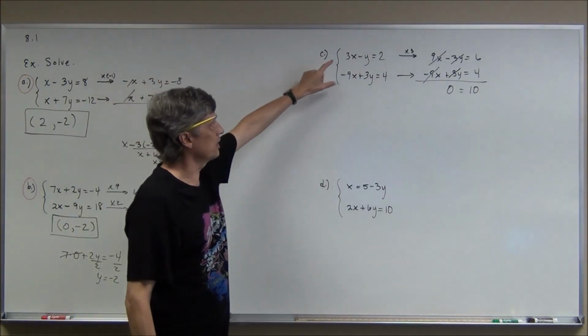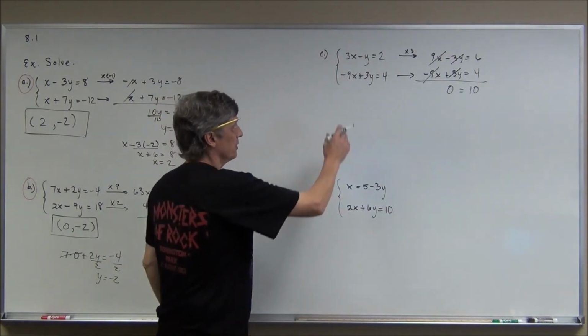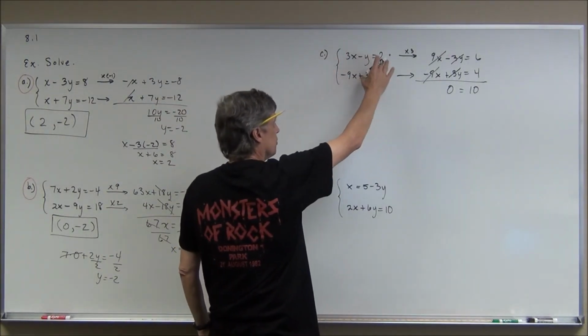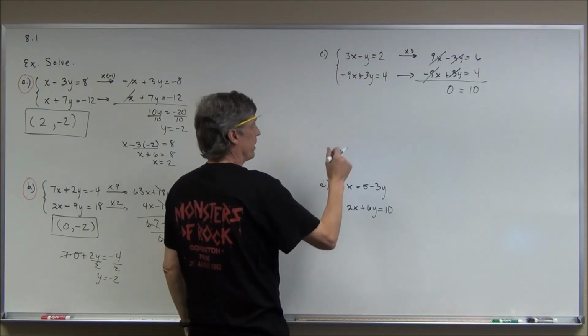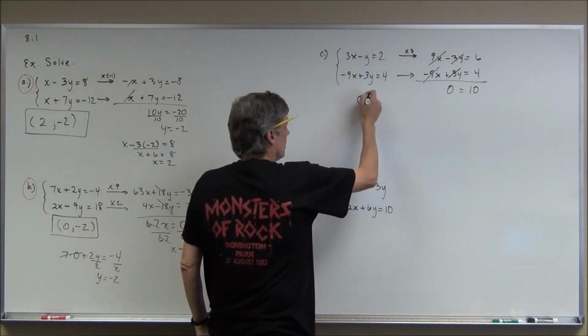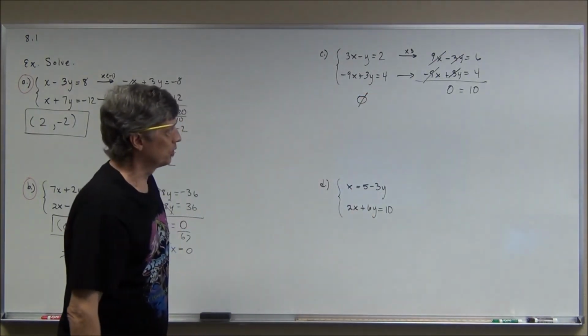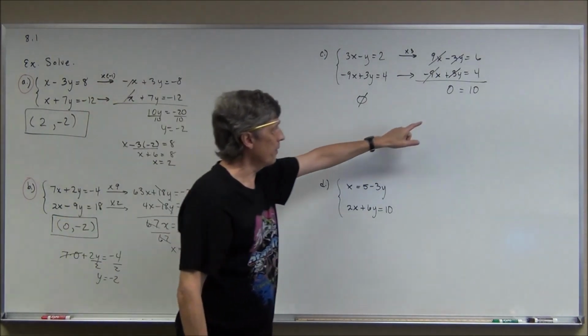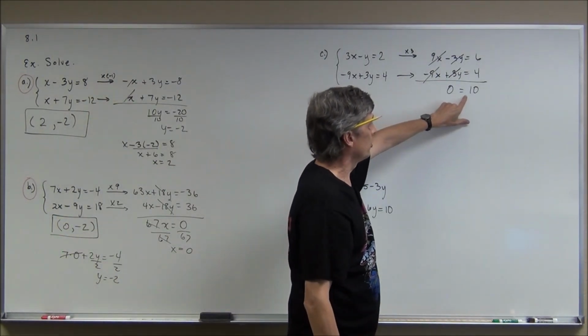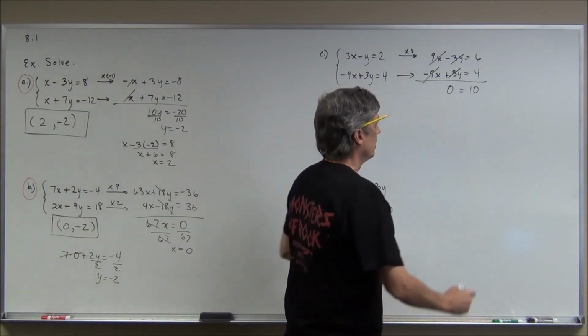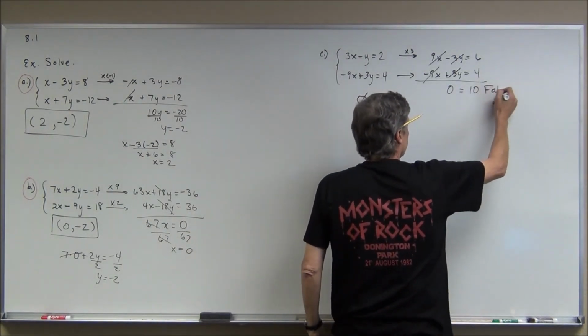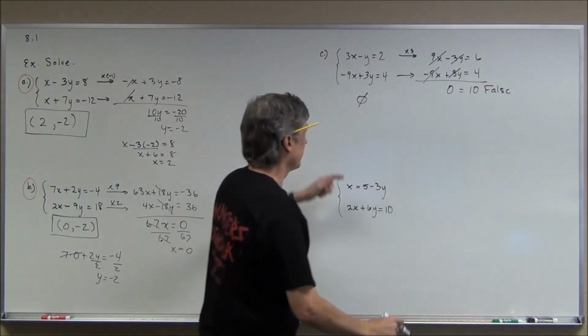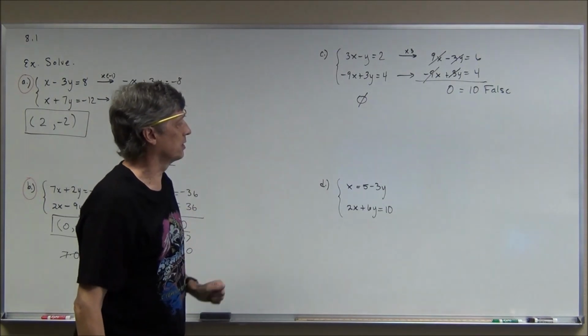That's to tell you that this system doesn't have an answer, that this system is inconsistent. These two lines, if you were to graph them, would be parallel lines, and so it is the empty set for the solution set. You can tell that because both variables dropped out and you were left with a false statement. Clearly this is false. Okay? And this again is called an inconsistent system.